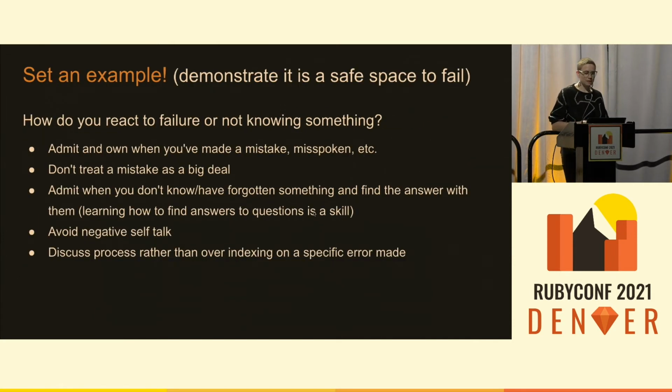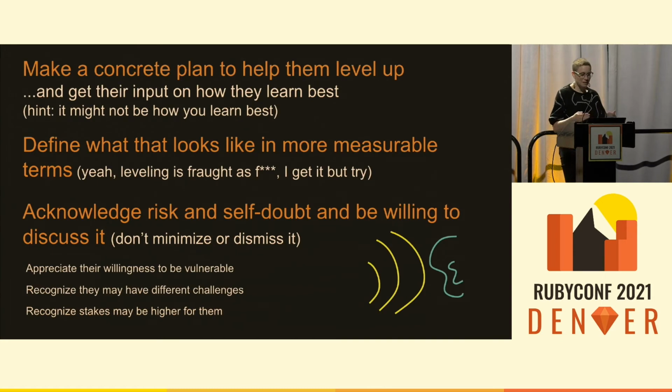So next up, we have setting an example. You need to demonstrate this is a safe space to fail in the ways that you actually accept your own failure. I'm really bad at this. I'm gonna just go ahead and own that. I come off as defensive when confronted with feedback sometimes. I think many people struggle. But the most important thing is don't make it a big deal. And the other thing I want to say here is make sure that you don't over-index on a specific error that was made. Okay, moving forward, here's some more ideas.